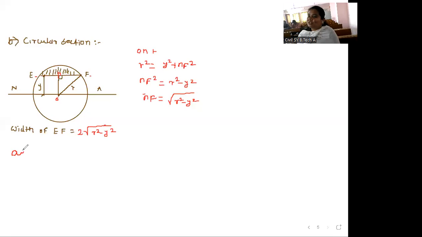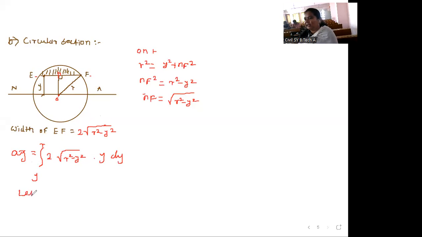After that, the same procedure you have to follow here. First you have to find out the area times y bar, sorry, A into y bar. So for this we will take integration from y to r, that is from this y up to this radius r. So 2 times the square root of r square minus y square into y dy.